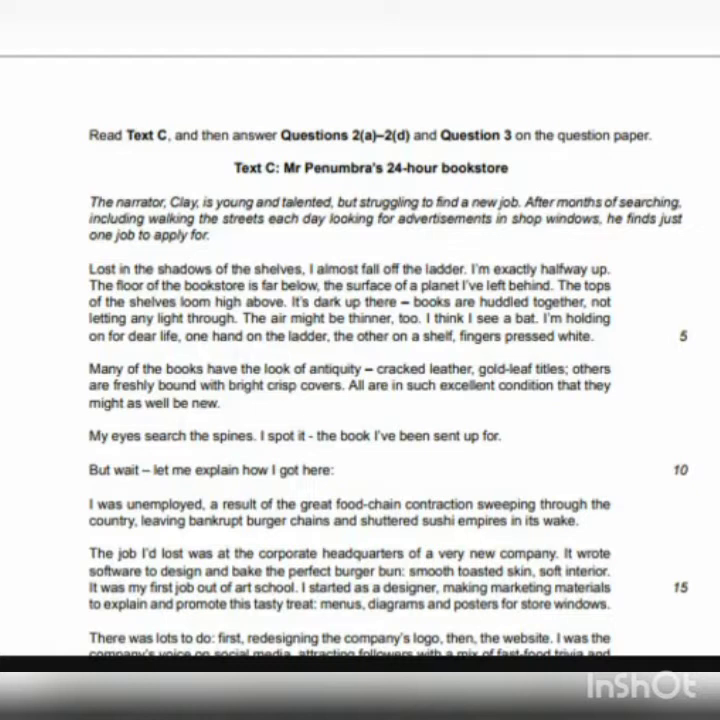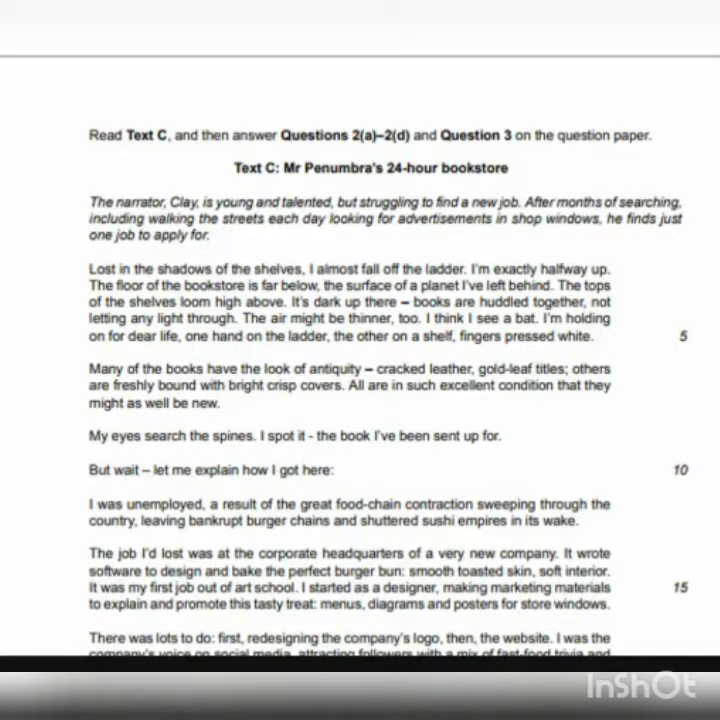The writer is comparing the library to a planet, telling that Clay was so unhappy that he felt he's in another planet altogether. Please write the answer to the first phrase, and then we move ahead with the second one. Now leave a line and start with the first phrase. We have to write about 3 phrases, right, from this paragraph. Yes. So write about the first phrase.